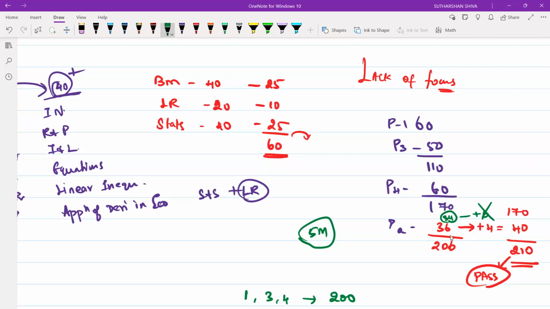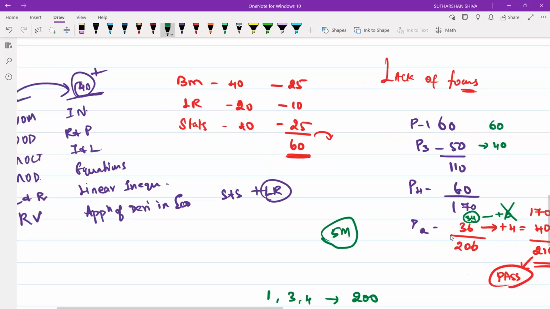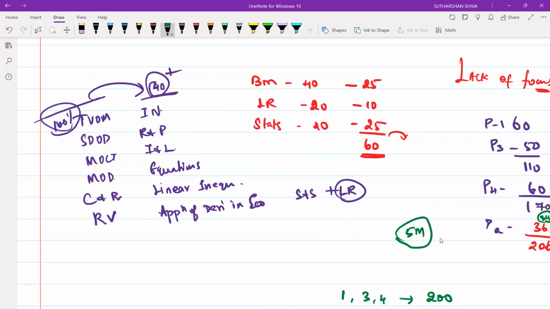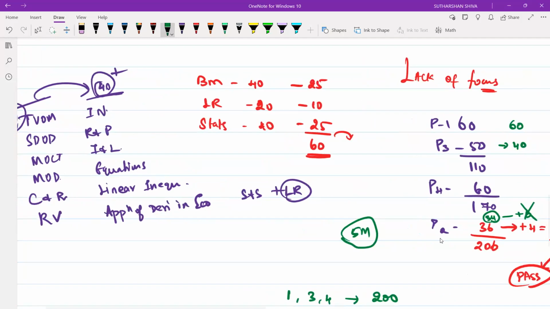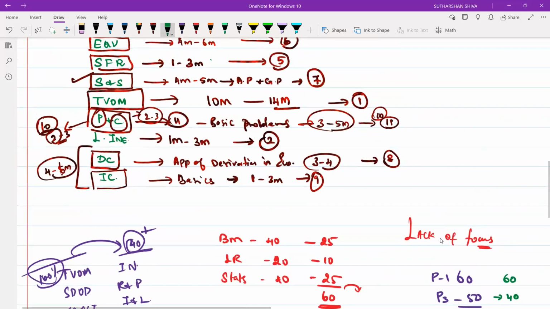So that's the thing. Some of them are weak in mathematics. See, in mathematics you can score 40. In Paper 2, you can score 60. That's not a big deal. I don't want this video to be very lengthy, so make sure you are clearing and focusing on it.